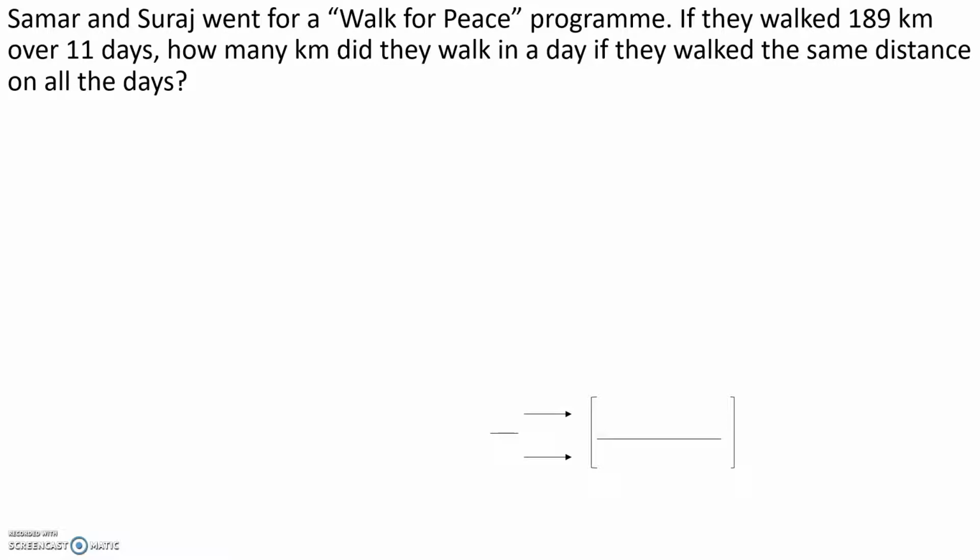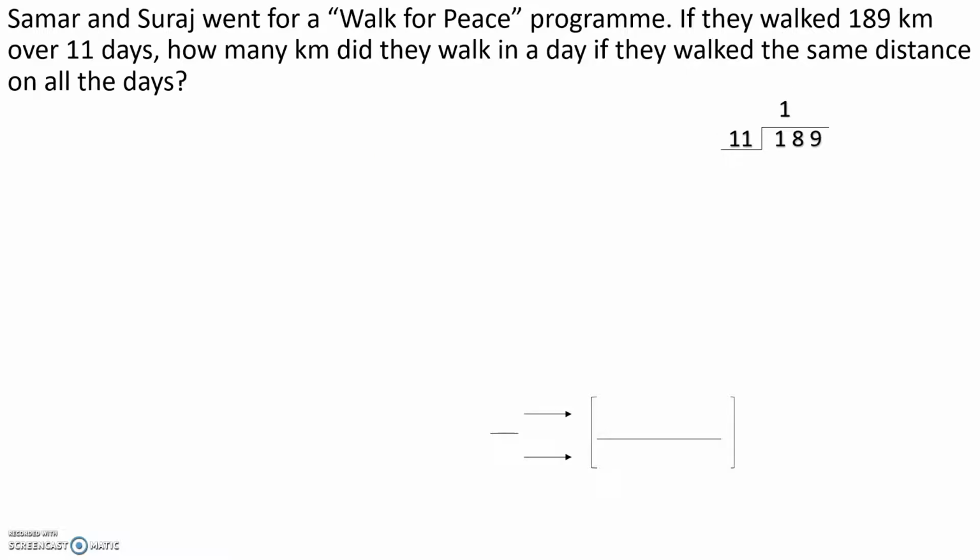Samar and Suraj went for a walk of a peace program. If they traveled 189 kilometers over 11 days, how many kilometers did they walk in a day if they walked the same distance all the days? Let's see. We are going to divide 189 by 11. So 189 divided by 11.